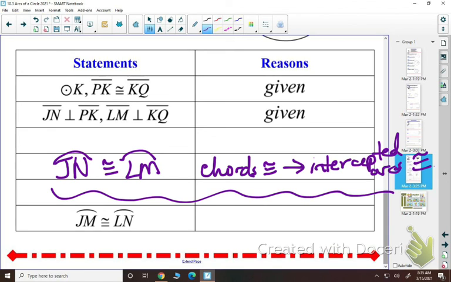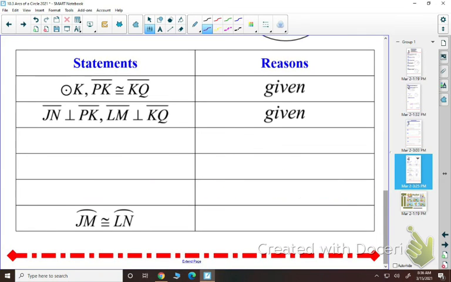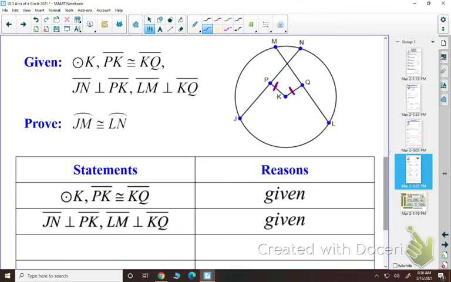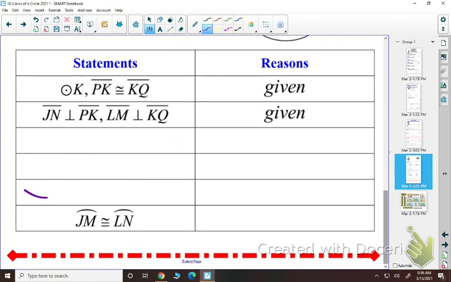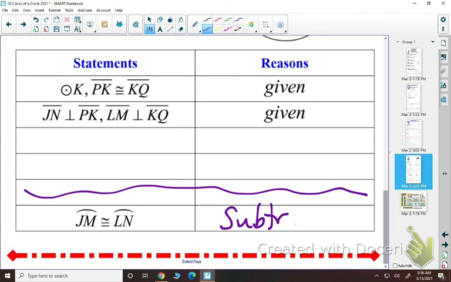Okay, and if I go back and look at the picture, if the arc from L to M is congruent to the arc from M to L, then what you could do is subtract off this arc MN where they overlap, and then I'd be left with arc JM congruent to arc NL by subtraction. So I'm ready for my proof line, and I did not need this step of the proof. I can state arc JM is congruent to arc NL by subtraction, because we're subtracting off that piece.